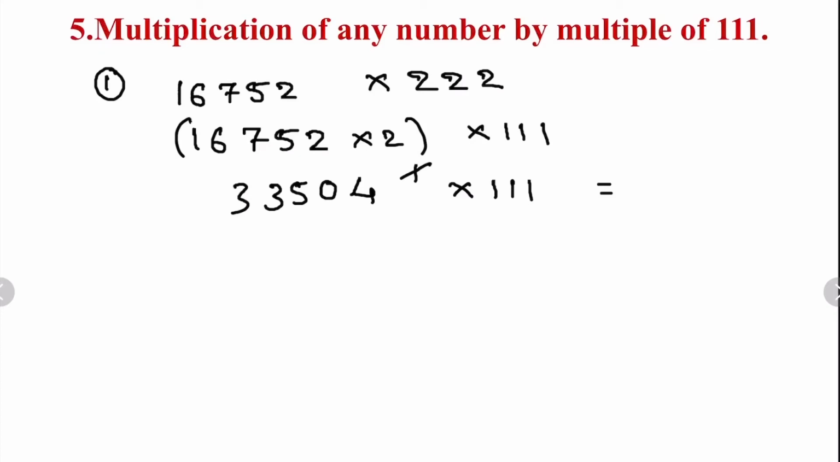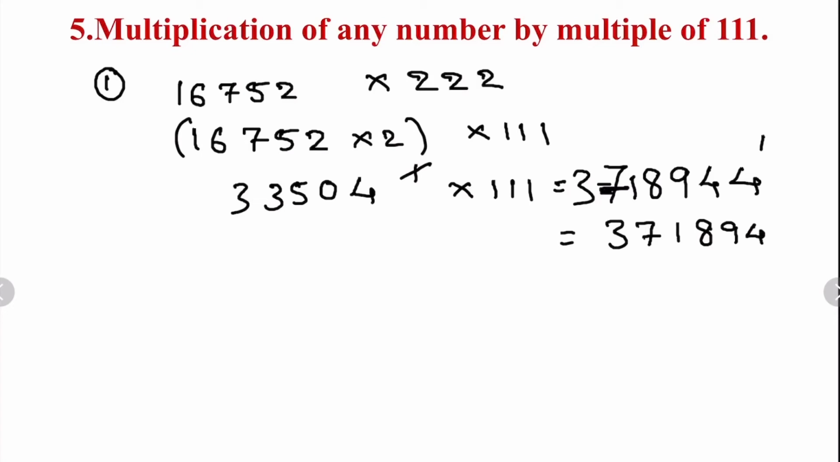This will become 4, 4 plus 0, 4, 4 plus 0 plus 5, 9. Next, leave 4, 0 plus 5 plus 3, 8. Next leave 0. 5 plus 3, 8. 8 plus 3, 11, 1. Next 3 plus 3, 6. 6 plus 1, 7. Next 3. So the answer is 3718944.